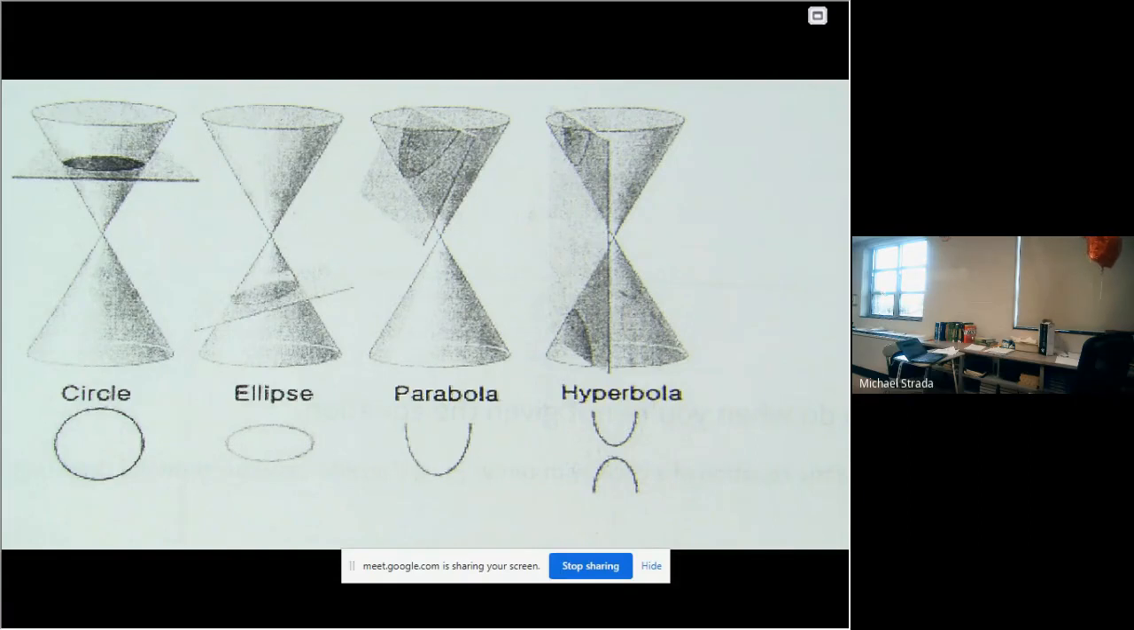It can intersect it in a way that only crosses one plane. That'll give us the ellipse. That'll be next week. Intersecting in a way that it only intersects one of the cones, not parallel, will give us a parabola. Both cones, both parts of the cones, two intersections will give us a hyperbola.